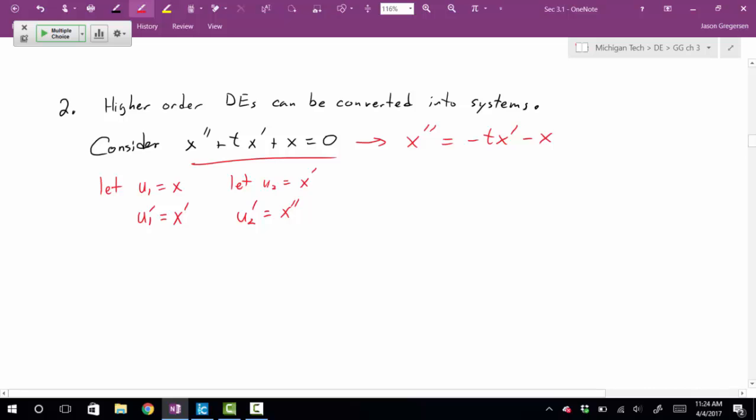And now I'm just going to plug in my u1s and u2s. x double prime is really u2 prime. And apparently that's equal to negative t times x prime, which is u2, minus x, which is u1. I have one equation for my system.